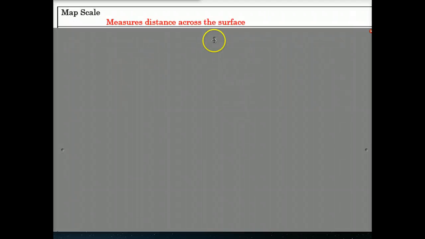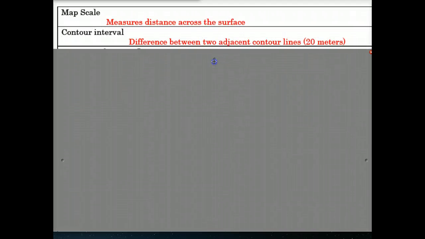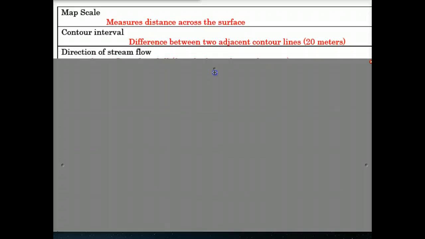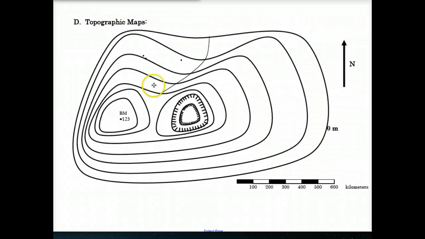That's map scale. The contour interval, as we said, is the difference between two adjacent contour lines, not necessarily the distance, but the difference between them. And streams, if you look at this map, this right here is a stream, and we'll talk a lot about what streams do as they cross these contour lines.